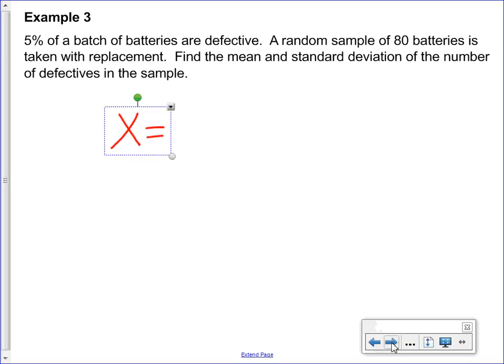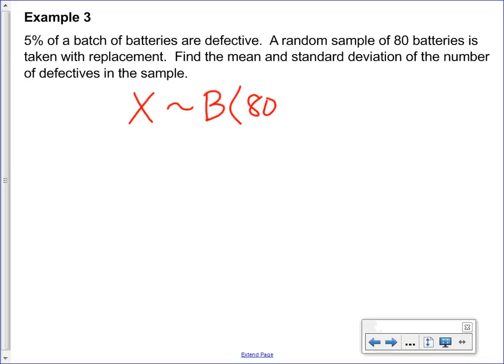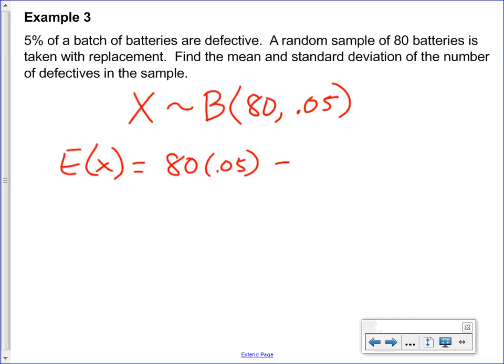It's my favorite notation. You can do a squiggle, right? And P. So the expected value is 80 times 0.05. That's 4 batteries. So you would expect to find 4 batteries are defective. If you found 14, you'd be like, what's going on? Where did these come from?